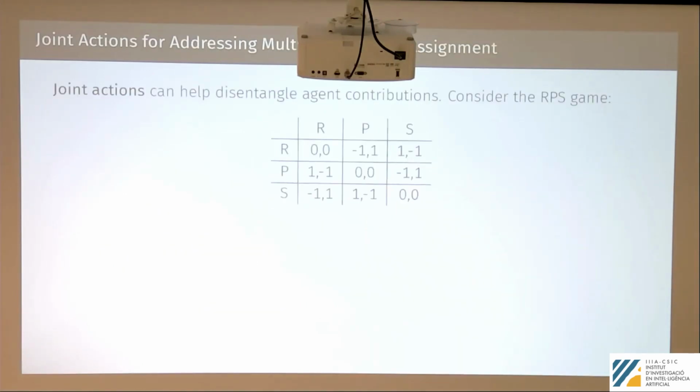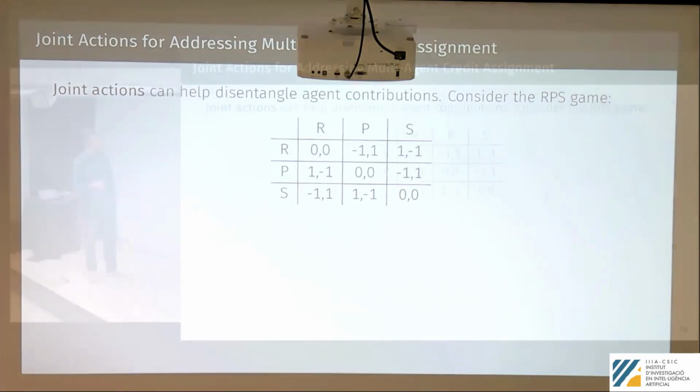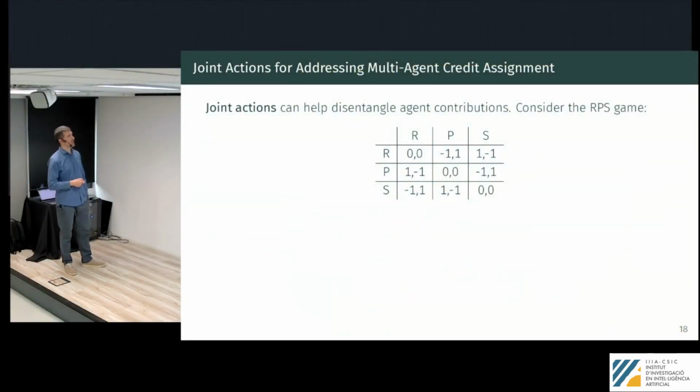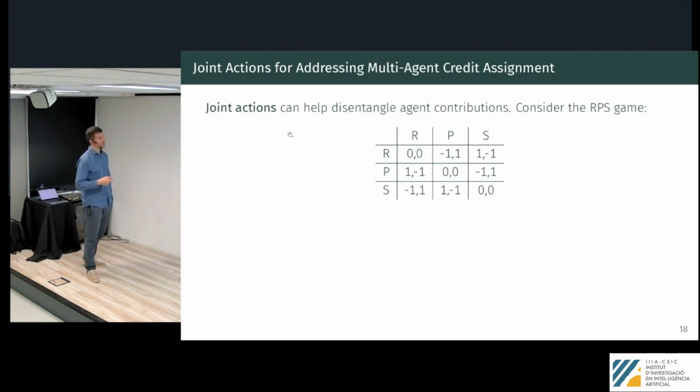Okay, there's actually something interesting that you can try to address this issue. And that is something that we saw a little bit already in the central learning approach, and you would see a lot more in the next chapter, chapter 6. It's this idea of joint actions. So let's look at maintaining values over joint actions.